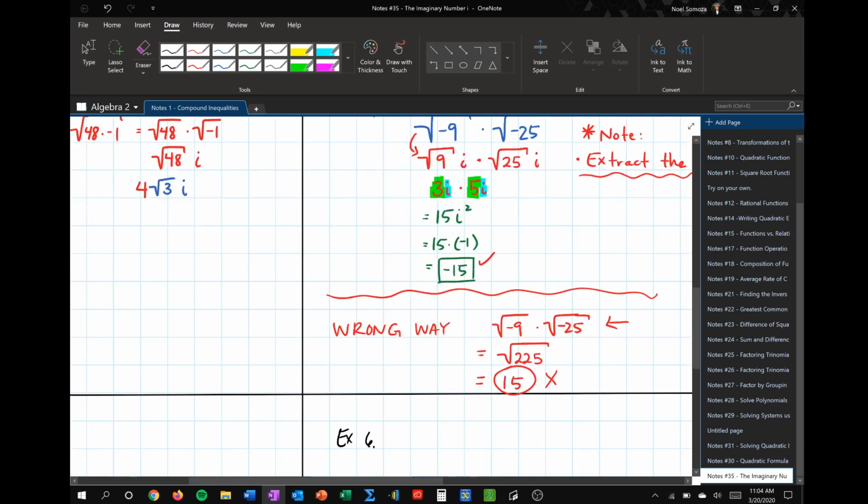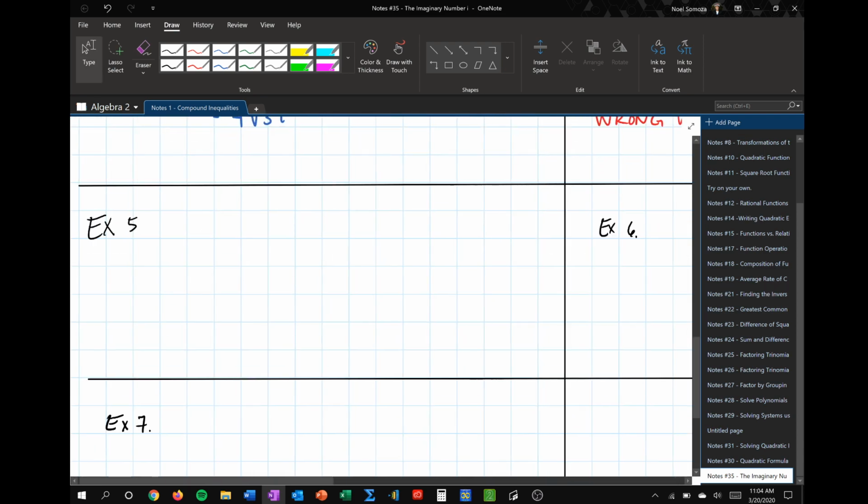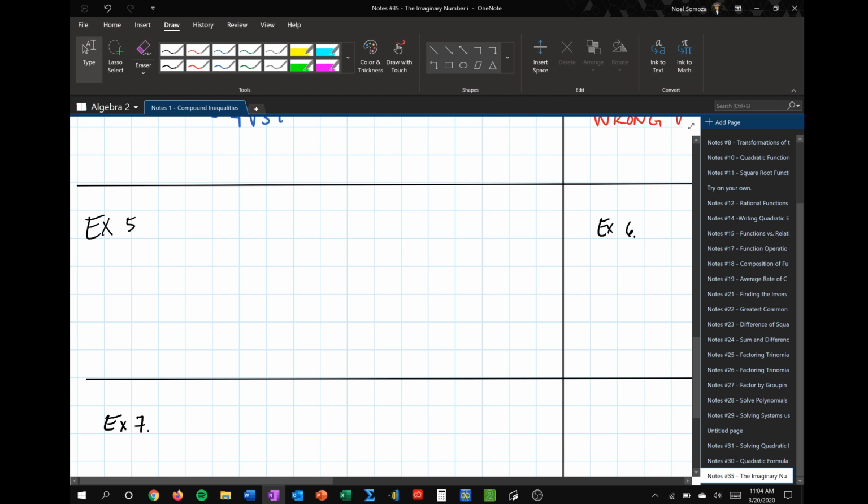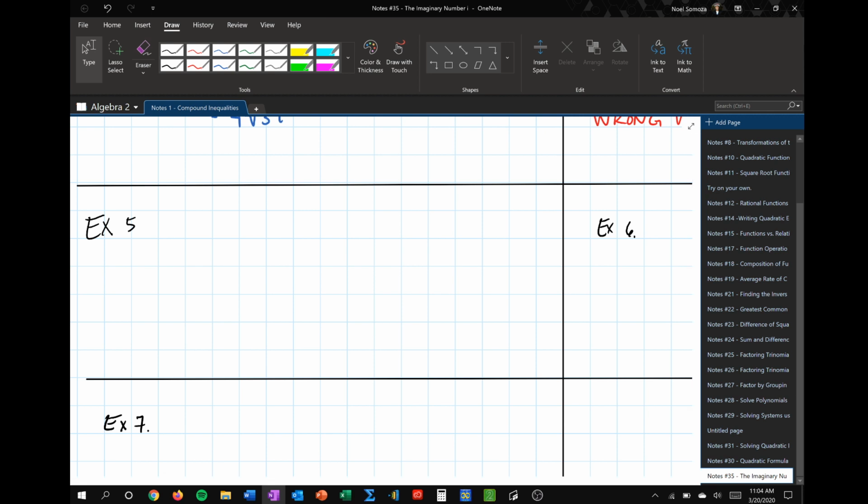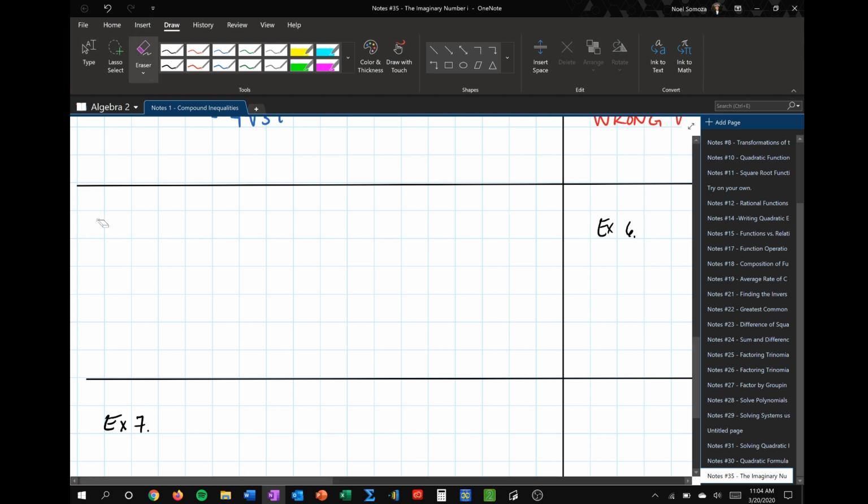All right, let's keep going. So now let's go on to example 5. Example 5 starts to look at something else. We took a look at a product. Now we're going to take a look at a quotient. Let's look at a quotient that involves imaginary numbers.